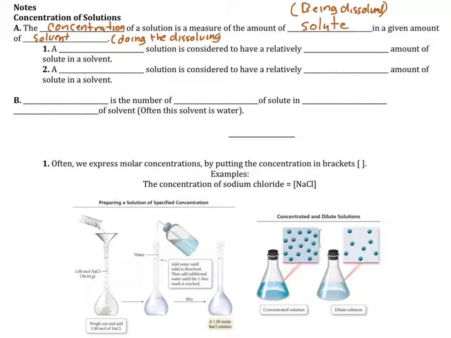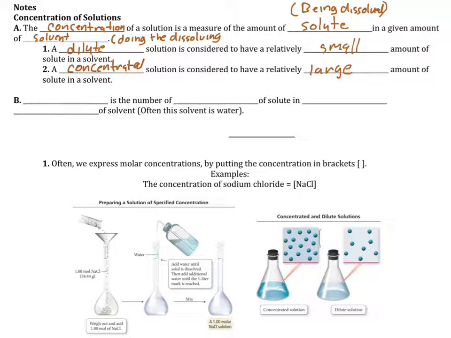Now, a dilute solution, okay, something that's dilute, is considered to have a relatively small amount of solute in a certain amount of solvent. So I give the example of 2 scoops of chocolate versus 5 scoops of chocolate inside of milk. And the 2 scoops is going to be more dilute than the 5 scoops. Then we have a concentrated solution, and that is considered to have a relatively large amount of solute in the solvent.